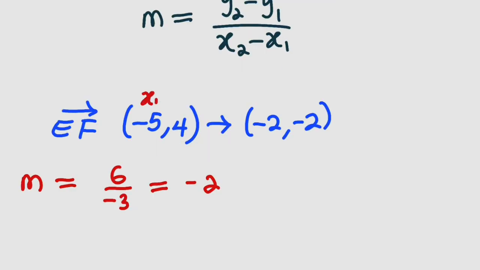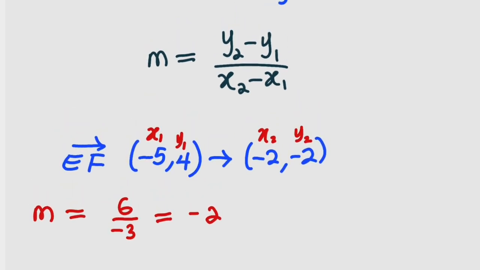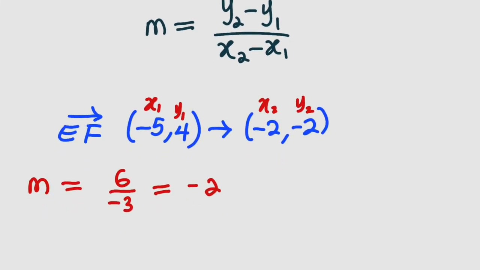And you can use the second method, which is y2 minus y1 divided by x2 minus x1. If this is x1 and this is y1, this should be x2 and this should be y2. Applying this formula, we have the slope equal to y2, which is negative 2, minus y1, which is 4, divided by x2, which is negative 2, minus x1, which is negative 5.